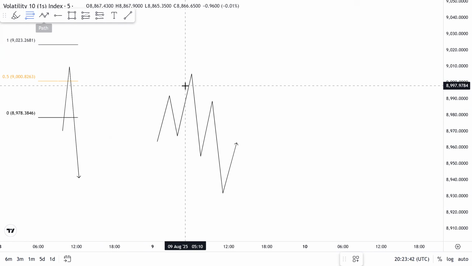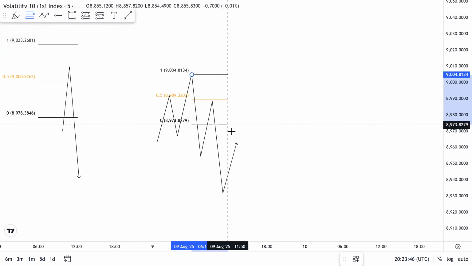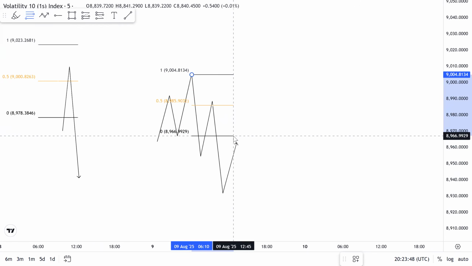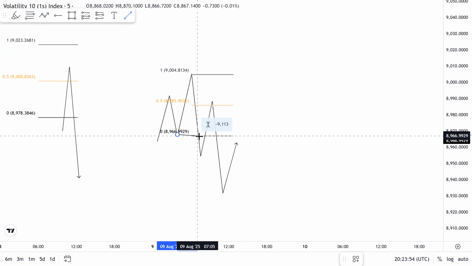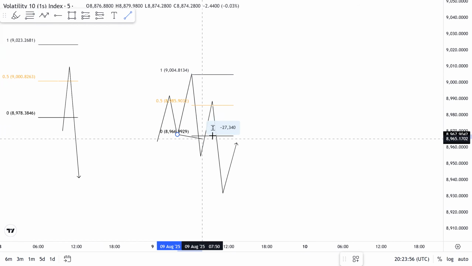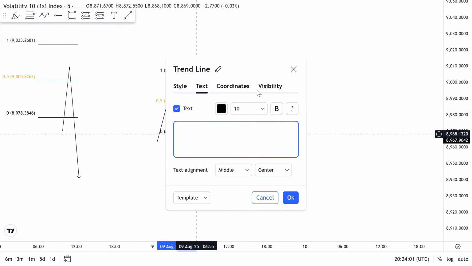So now you take your Fibonacci from the high towards the break of structure. This is the point at which price broke structure here, okay, like this. This is the break of structure. So you put your Fibonacci low at the low at which price broke structure.